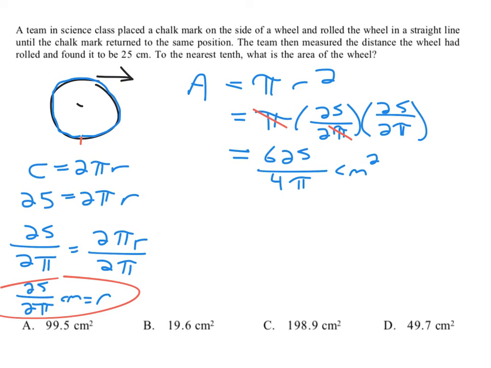So when you do that, let's see, 625 divided by 4 pi is approximately 49.73591972, so 49.7 centimeters squared for the area. And that is D.